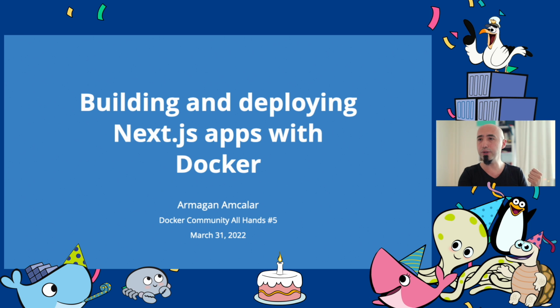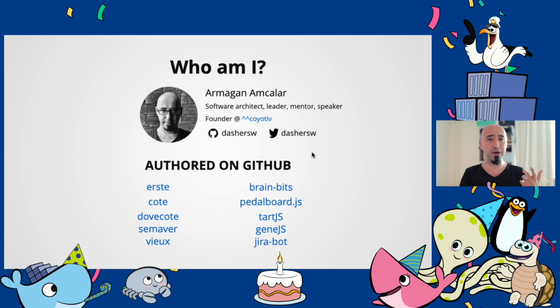But before we jump into that topic, let me introduce myself quickly. I'm Armagan Amcalar. I'm right now leading a company called Coyote, and Coyote is a school of software engineering where we work with career changers and create a new generation of software engineers. We also partner with startups and become their technology teams, and we build their technology products.